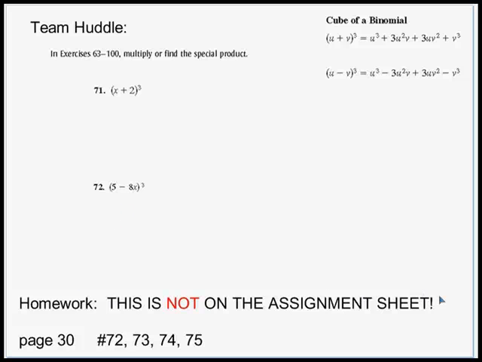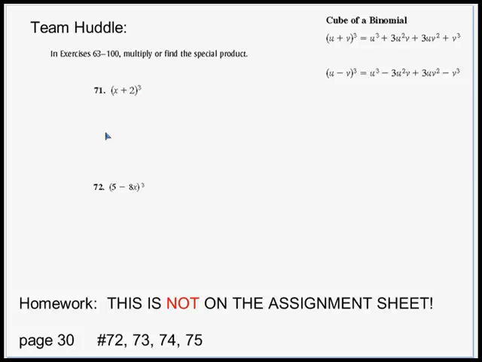And I'd also like to note right here before I forget, I added this. So these homework problems are not on your assignment sheet that I gave you at the beginning of the school year. So make sure you write these down. Maybe even find some room, squeeze them in on that assignment sheet. Page 30, it's only 4 problems, 72 to 75. And they're all cubing a binomial.